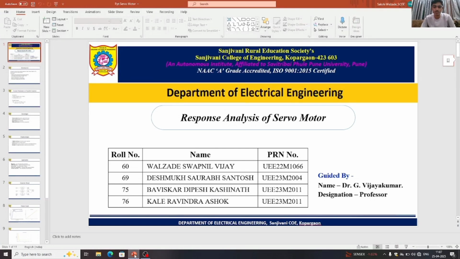We are going to present the CI activity of feedback control system on the topic of response analysis of servo motor. My group members are Walzade Swapnil, Deshmukh Saurabh, Bhaviskar Dipesh, Kale Ravindra.